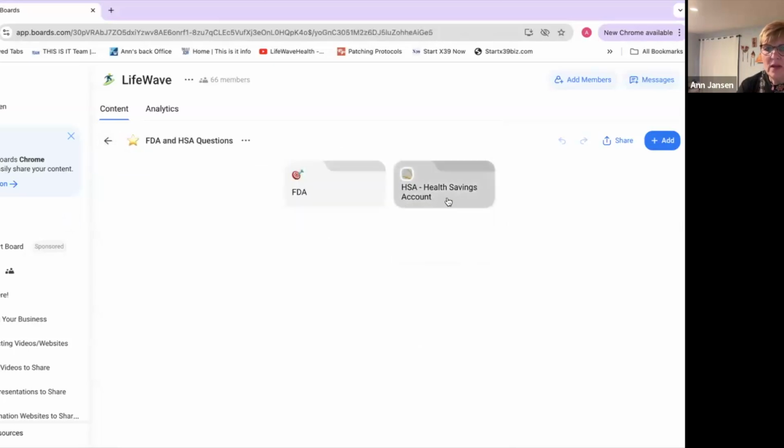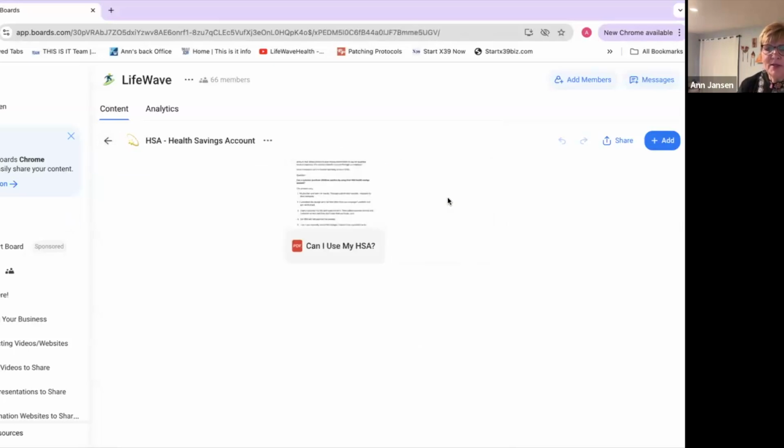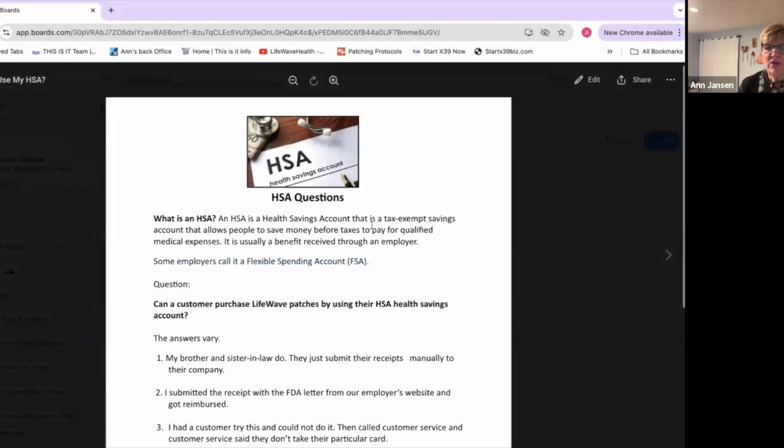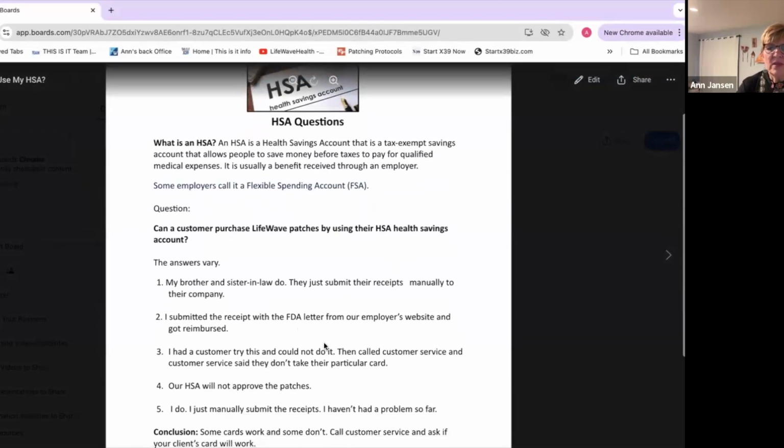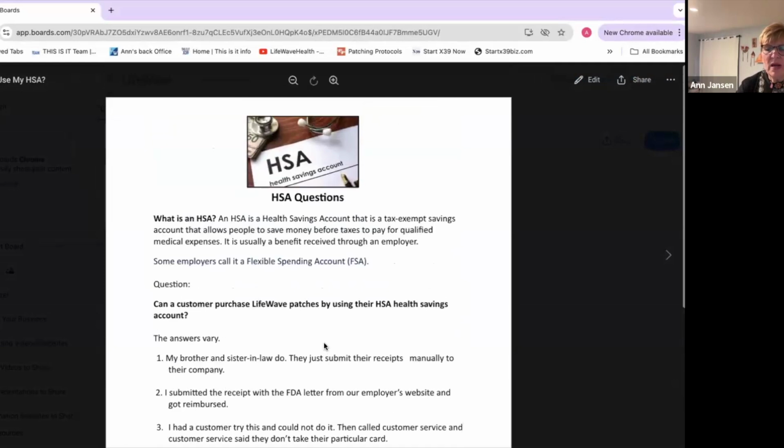And then the other one I lumped in here, because it's an acronym, is HSA. So can my HSA pay for this? So HSA is your health savings account. Sometimes it's called FSA, different names, but that's the money that your business would set aside that you can pay for things. So you cannot use your HSA card to buy patches or to buy a package. However, you can be reimbursed through your company. You have to ask your company. Sometimes they don't, but most likely they will reimburse you for that.